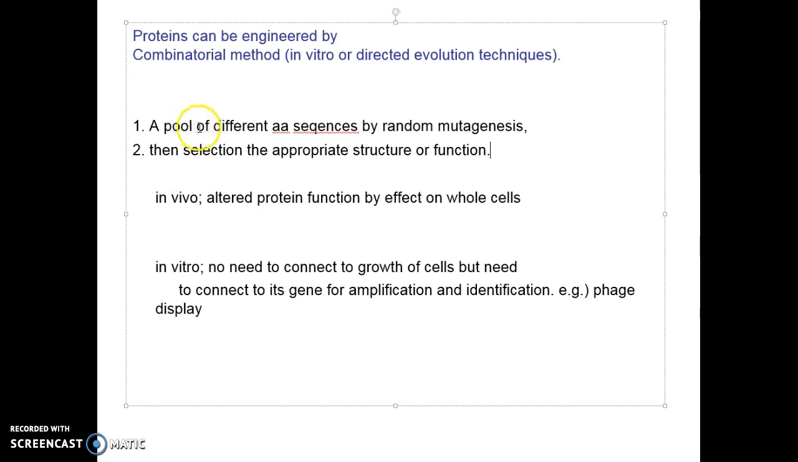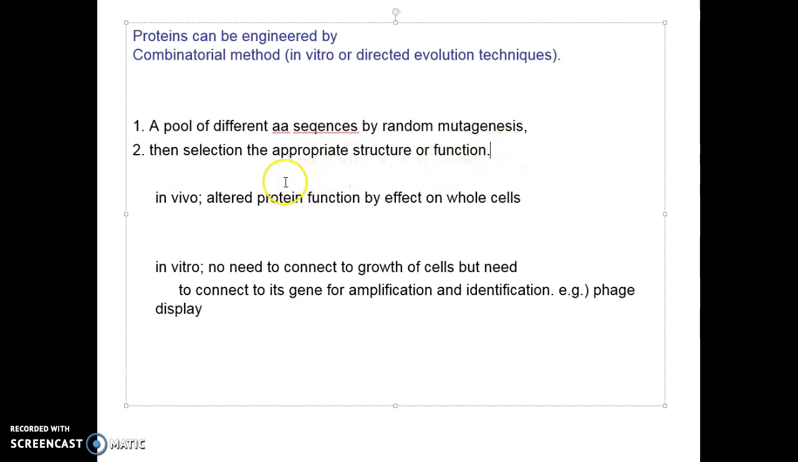First, you make a pool of different amino acid sequences, usually produced by random mutagenesis applied to the corresponding genes, and then you select the appropriate structural functions among that pool.